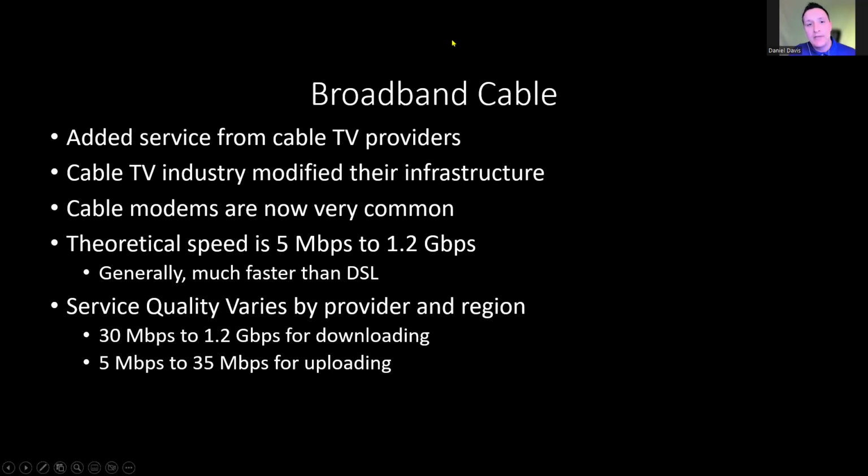Okay, up next we have broadband cable. This is an added service from the cable TV providers. The cable TV industry modified their infrastructure. Cable modems are now very, very common. Theoretical speeds are anywhere from 5 megabytes per second up to 1.2 gigabytes per second. So again, much, much faster than what we had going on with DSL. The service quality varies by provider and region. Realistically, you could get a whole range of different speeds. These are a fairly reasonable expectation of what you might get.